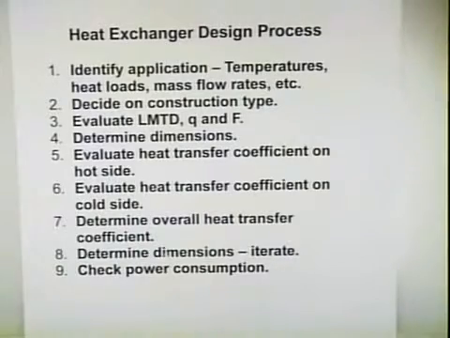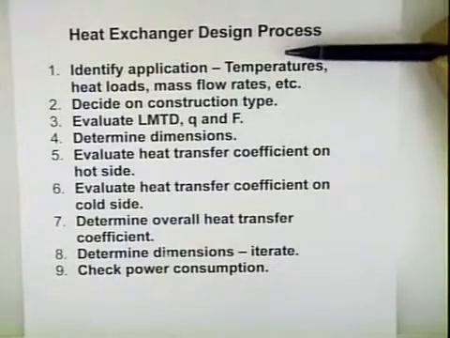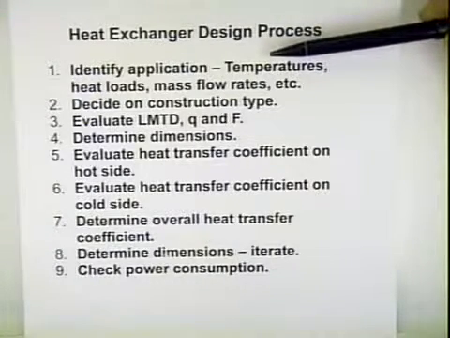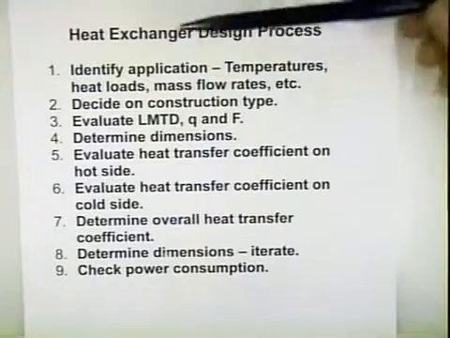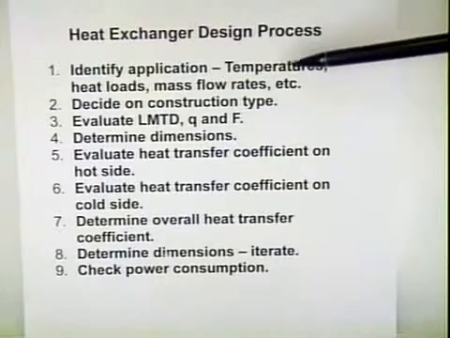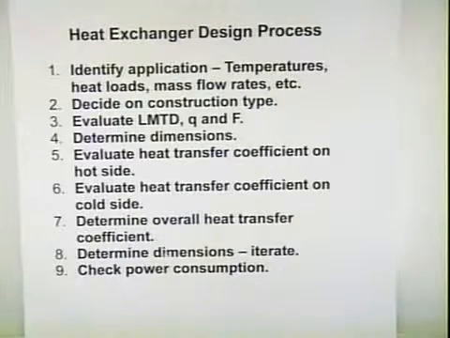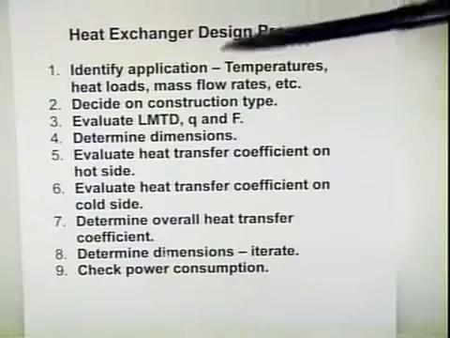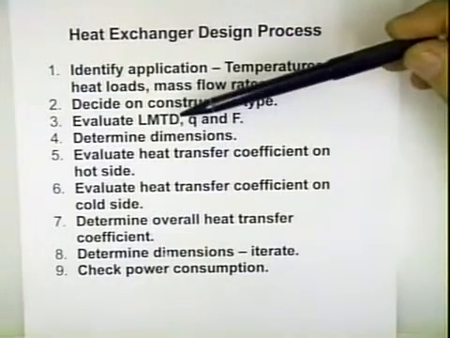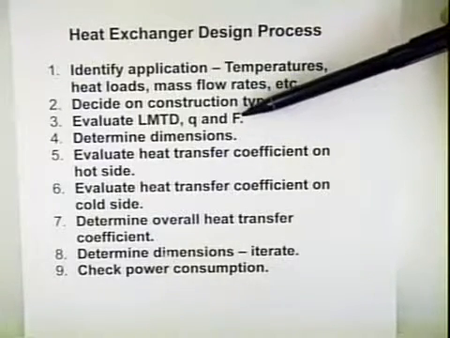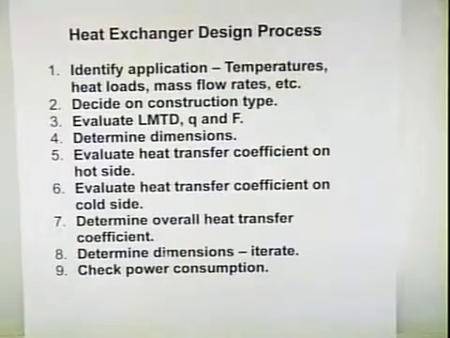In the heat exchanger design process, we start out by identifying the application, and by that I mean we need to determine the temperatures of whatever flows we have, the heat loads, meaning the Q, the mass flow rates, and anything else that might be important. The second step is to decide on the construction type. We have a variety of types that we can choose from. Once we've done that, then we'll evaluate the log mean temperature difference. We'll determine Q if we haven't done so already, and then if we need to, we'll get a correction factor that we can use to determine Q.